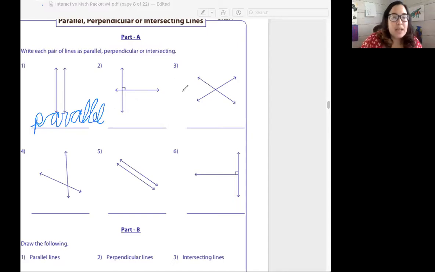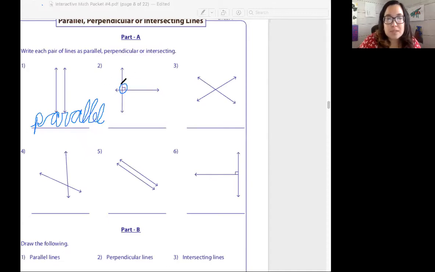All right, next one is, I have a line going straight up. I have a line going straight down. Oh, and look, I have a little square right here. What does that square mean? That square means it's a perfect what? A perfect right angle. That's right. If I have a square here, that means there is a perfect right angle.